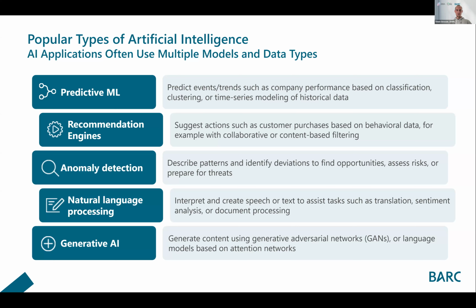We have anomaly detection. I think that's one of the most important use cases I can think of. It describes patterns and identifies deviations to find opportunities. Just think about data pipelines, for example, or some deviations on your shop floor. It's really fantastic that AI could watch it, detect those anomalies, and protect you from real disasters that could be produced by some failures.